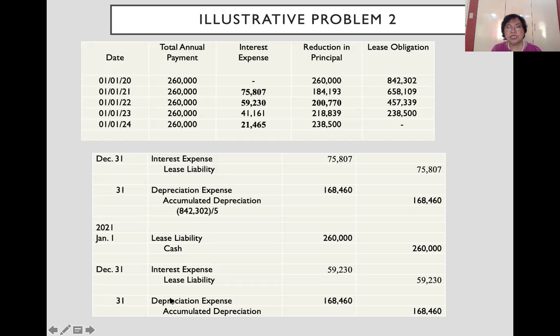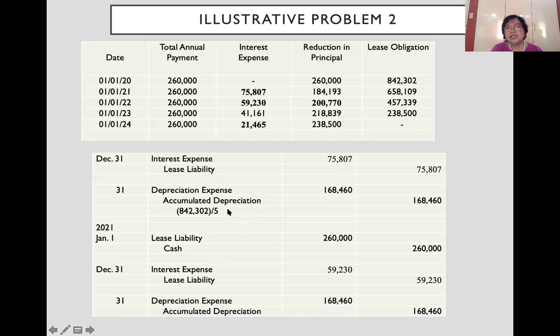Okay, so going back to this, what will happen at the end of the lease term? At the end of the lease term, your liability, in fact, as early as January 1, 2024, your liability is already zero. After taking up the last entry for your depreciation of 168,460, you are to close both accumulated depreciation and the right-of-use asset. So your entry there is just to debit accumulated depreciation and credit right-of-use asset. Any difference due to rounding off will have to be considered also.